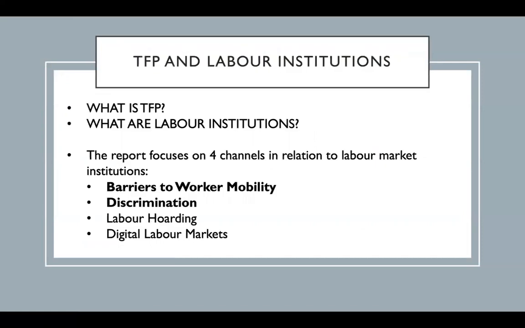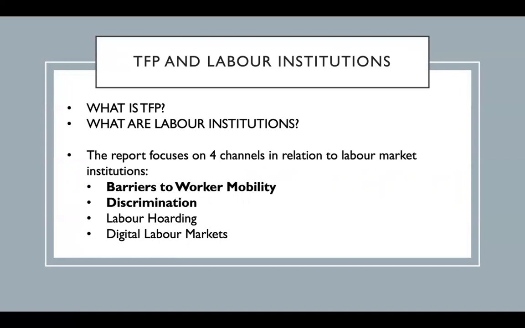TFP refers to the efficiency in which inputs are transformed into outputs. Chapter 5 of the report discusses the impact of labor markets on TFP and how this causes countries to have differing TFP levels. We will look at the impact of labor institutions on labor productivity.